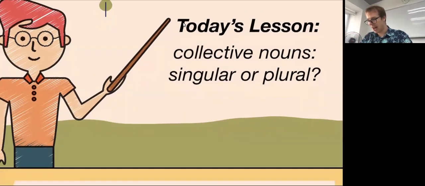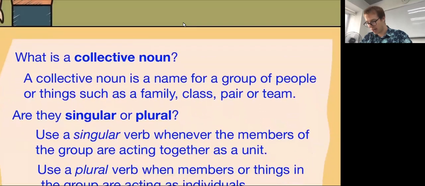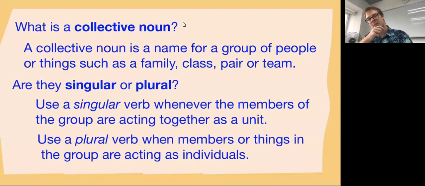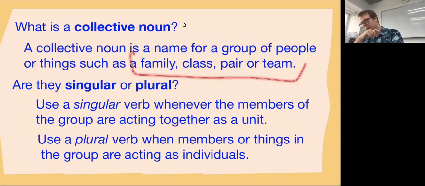Well, I had my friend the dictionary help me out here. A collective noun is a name for a group. We use it for a group of people or things. We can use it with these kinds of words: family, class, pair, team. These are collective nouns. That kind of noun is a noun for a group.